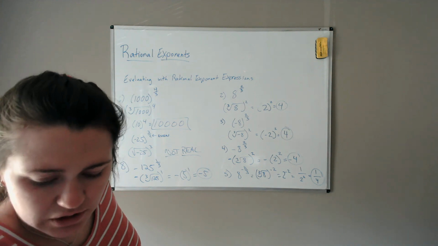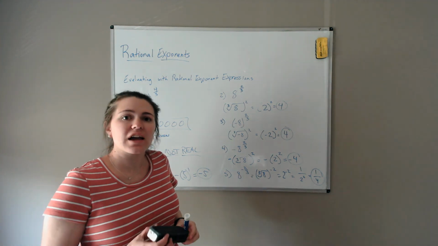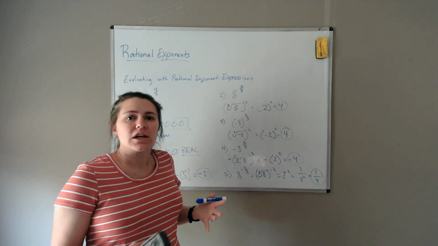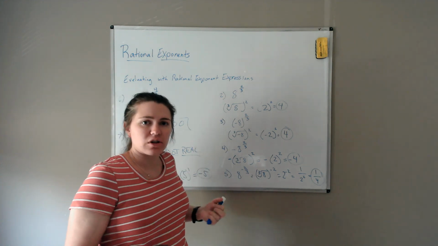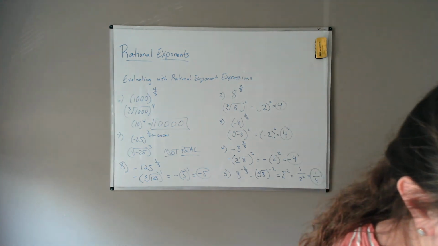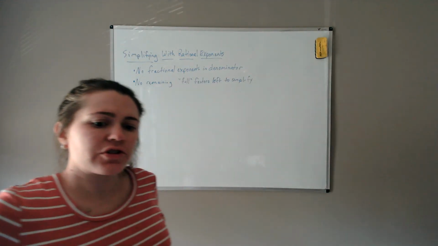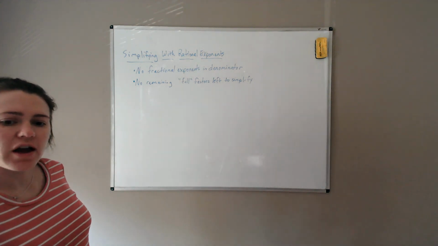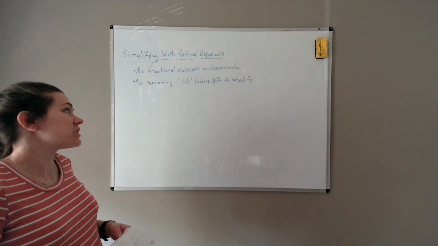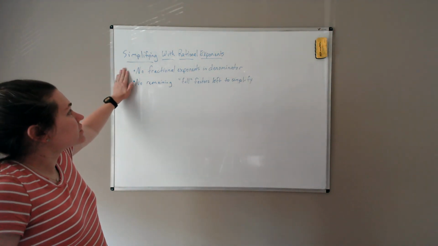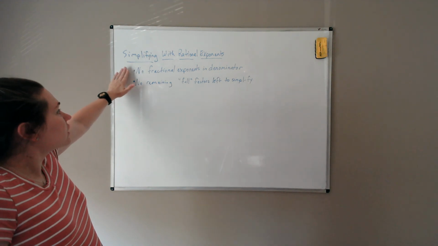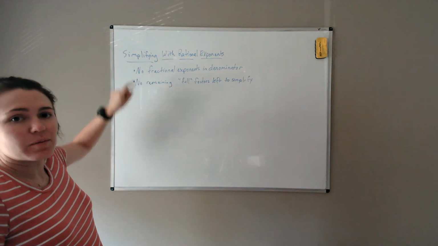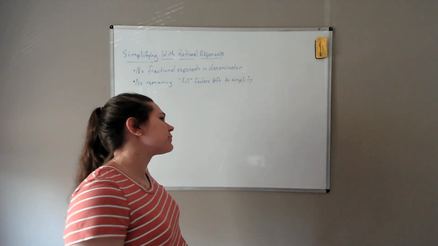Okay, so now what we're going to get into is actually simplifying expressions where you have constant and variable factors that have rational exponents. Okay, so there's 2 rules we really want to remember when we're talking about simplifying with rational exponents. The first is that you're not completely simplified until you have no fractional exponents in the denominator. Okay, we'll go over that.